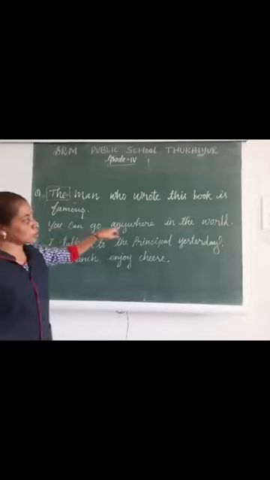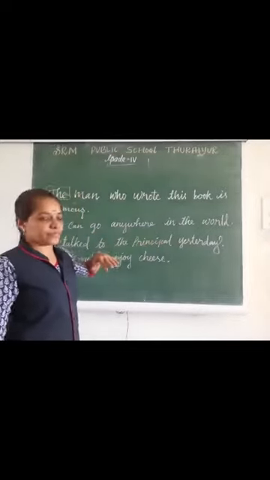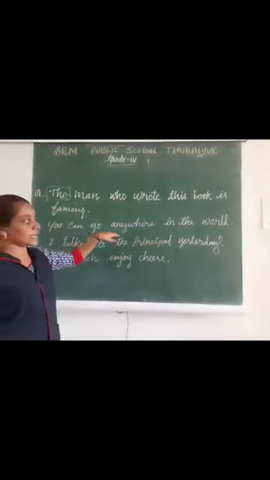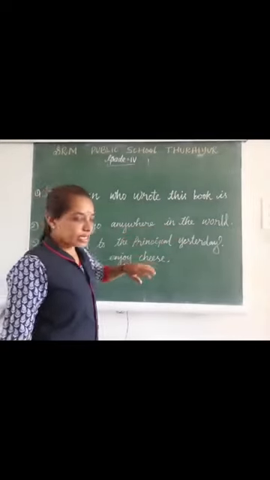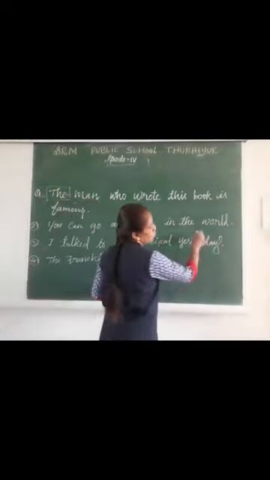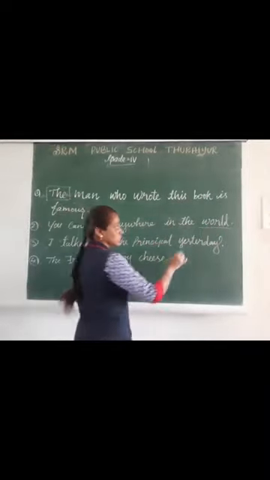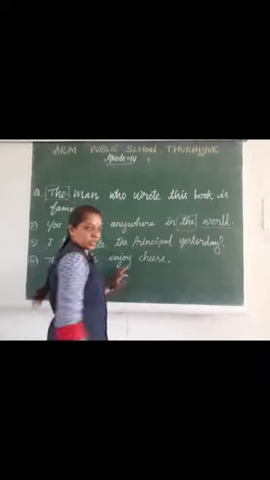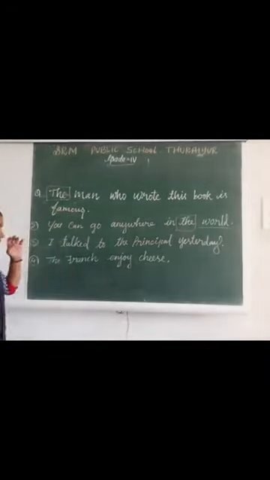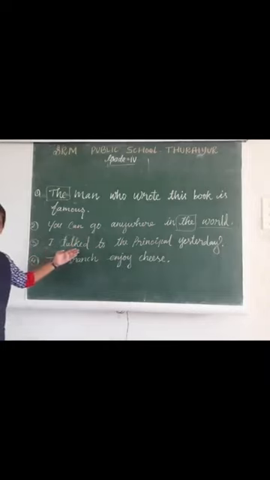You can go anywhere in the world. Here, world is a unique one. We have only one of its kind. So before this, we have to use the. Can you understand these two rules? Shall we go to the next example?